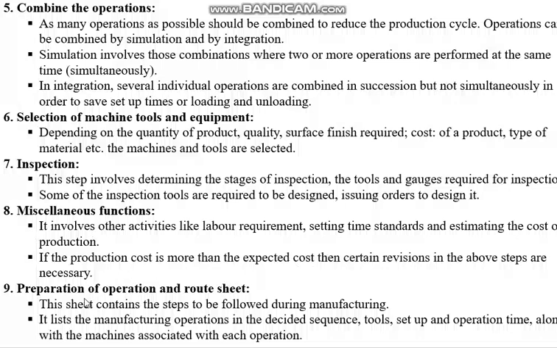Then the last step, or 9th step, in process planning is the preparation of the operation and route sheet. This is the sheet that you are going to make. It contains the steps to be followed during manufacturing. It lists the manufacturing operations in the decided sequence, the tools, the setup, the operation time, along with the machines associated with each operation. All those things you have to consider. So these are the 9 steps in process planning.